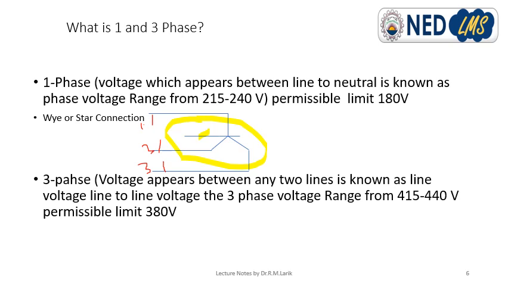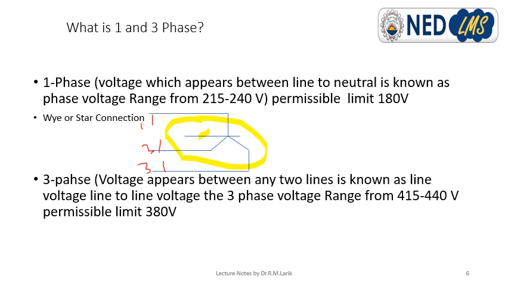The permissible limit for single phase voltage is 180 volts; this is the last value. Below 180 is dangerous, because our devices operate at certain rated values. If you give a voltage below the rated value, the device is damaged. So we need to give the recommended value to the single phase.